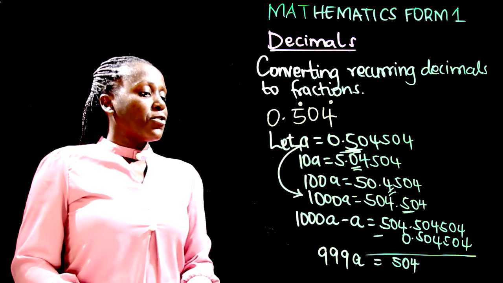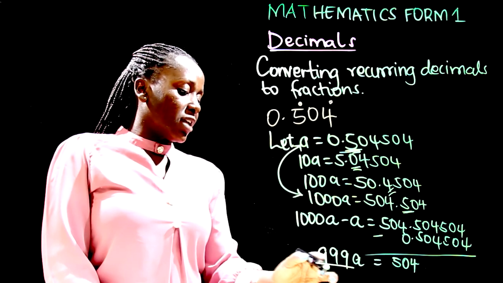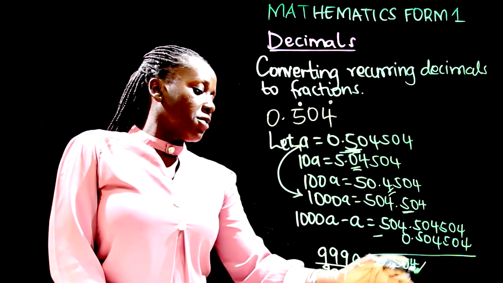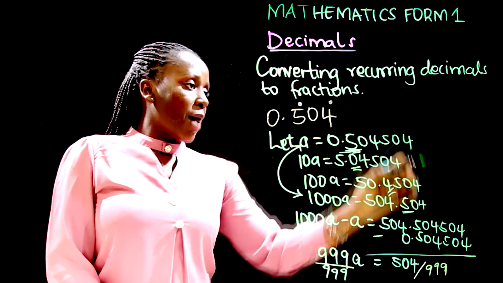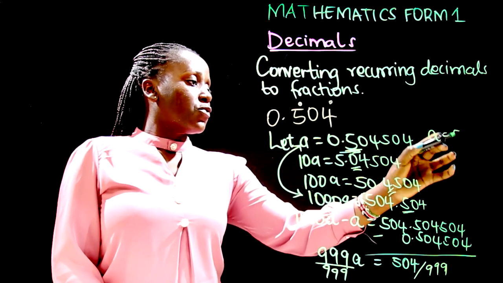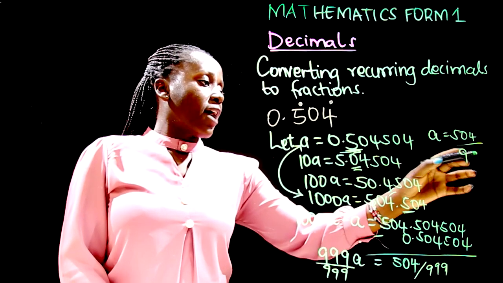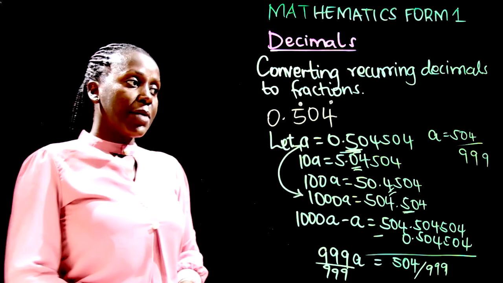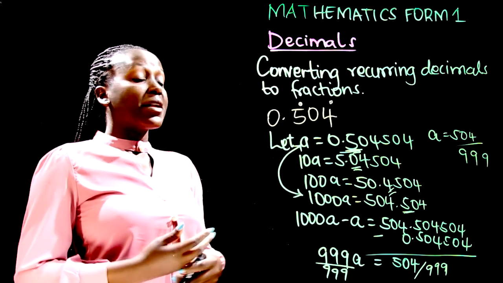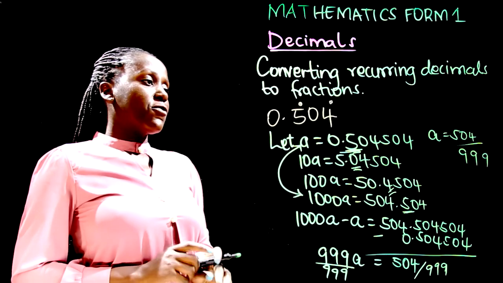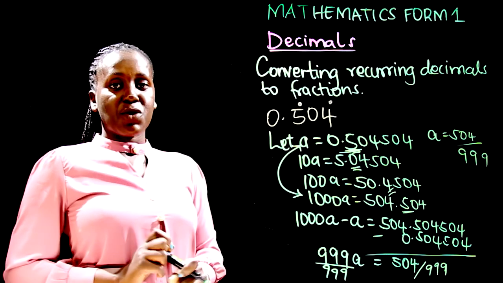So how do we get A from here? We divide both sides by 999, right? So our A will be equal to 504 over 999. Okay? So having learned how to express recurring decimals into fractions, I'll give you a few questions that you're going to attempt and test whether you have understood how to do it.